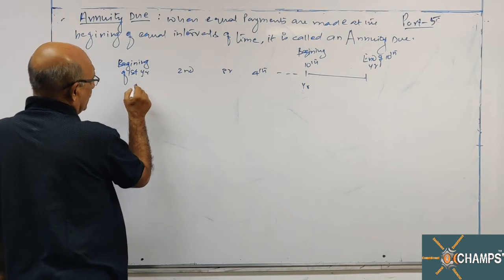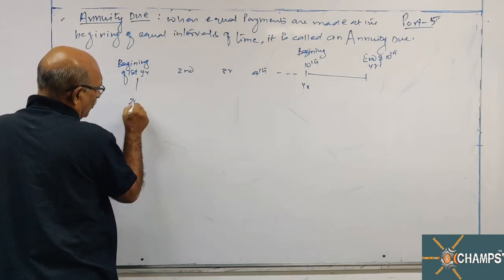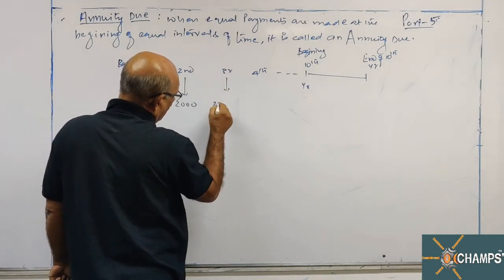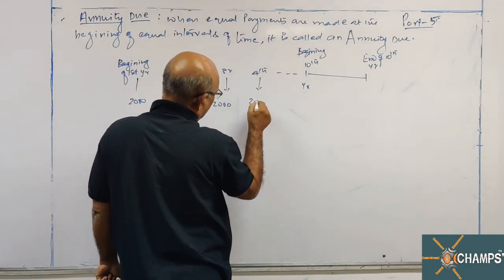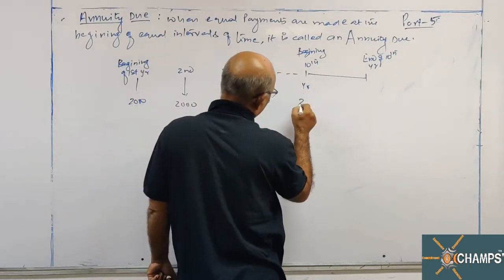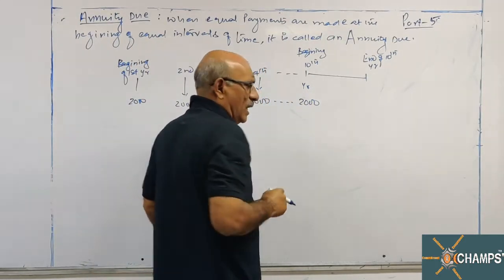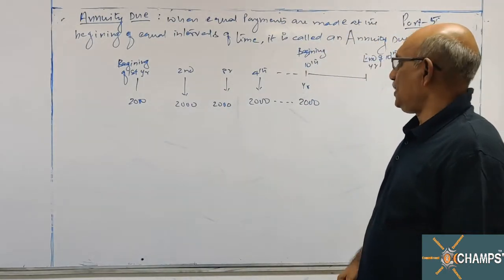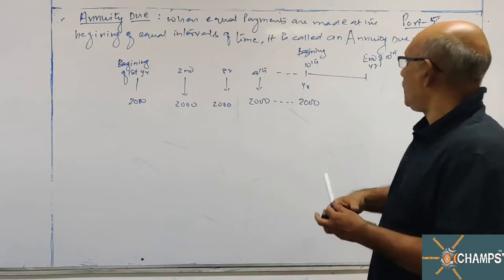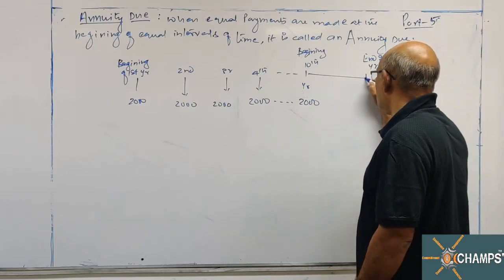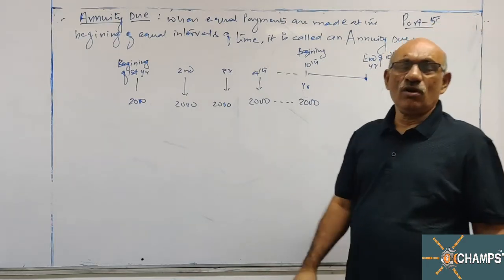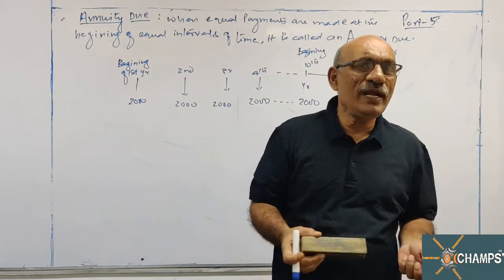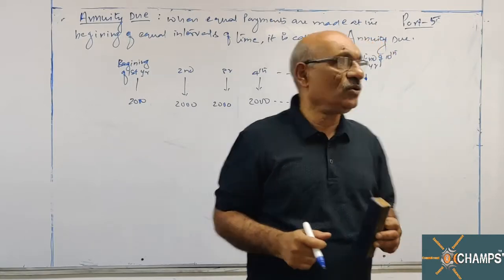Now a person deposited rupees 2000 at the beginning of each year. 10 payments are given, but the amount is withdrawn at the end of 10th year. Here I am interested to know what is the cumulative value, means how much it will amount to.